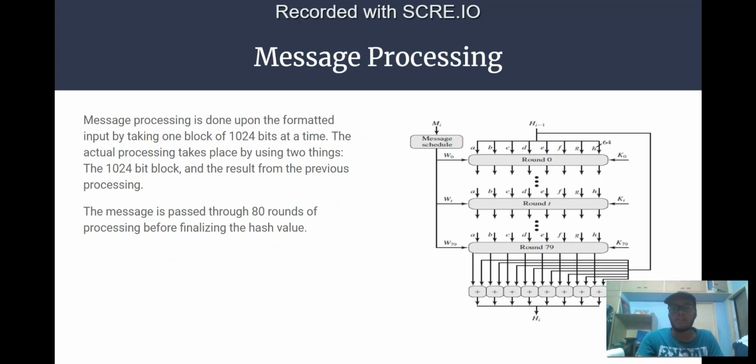Now, coming to the third step, we process the message by taking it through 80 rounds of transformation with necessary inputs from the previous rounds. Message processing is done upon the formatted input by taking one block of 1024 bits at a time. The actual processing takes place by using two things: the 1024-bit block and the result from the previous processing. And before finalizing the hash value, the message is processed up to 80 rounds.